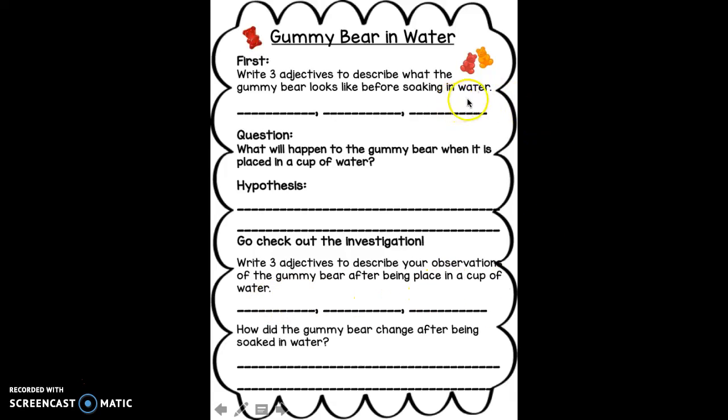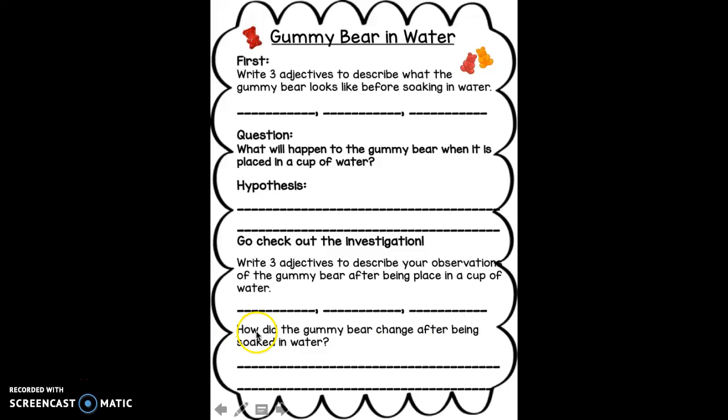They might be different than the words you used up here. So you have to decide, are things the same? Are things different? What 3 adjectives can you use to describe that gummy bear now? So go ahead and pause and do that.